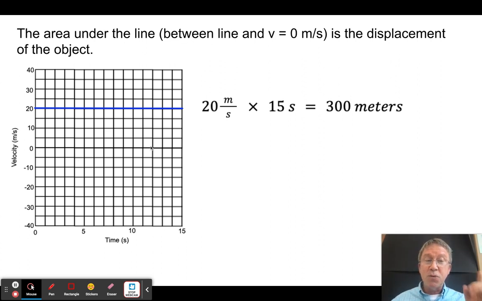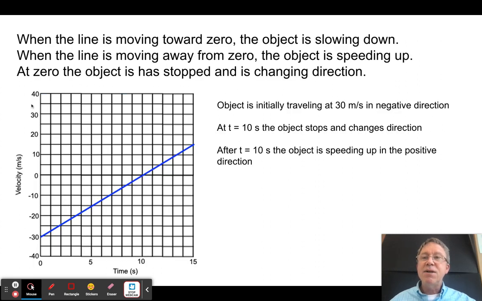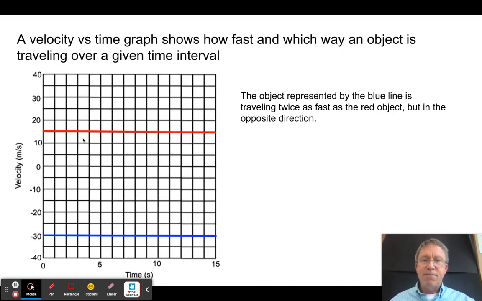The first thing I want to ask you is, what does the area mean? So the area is just going to be this times this, right? That's how you find area. So x times y. If this is meters per second and this is seconds, if I multiply meters per second by seconds, what do I get? Well, I get meters, right? Because the seconds cancel out.